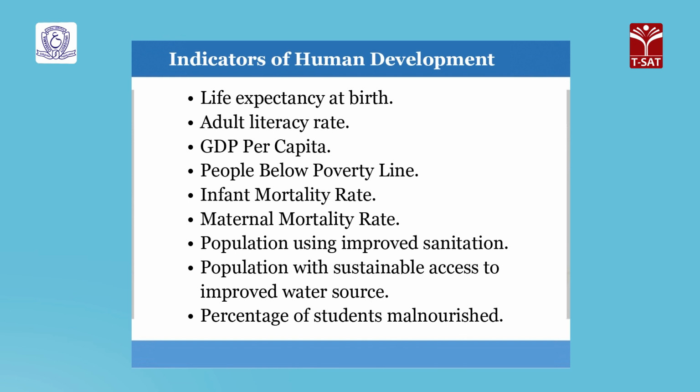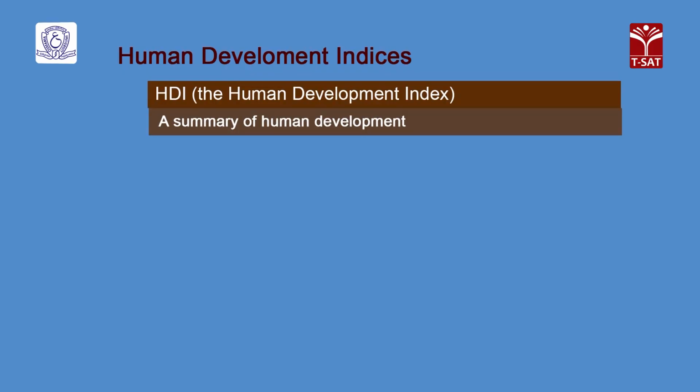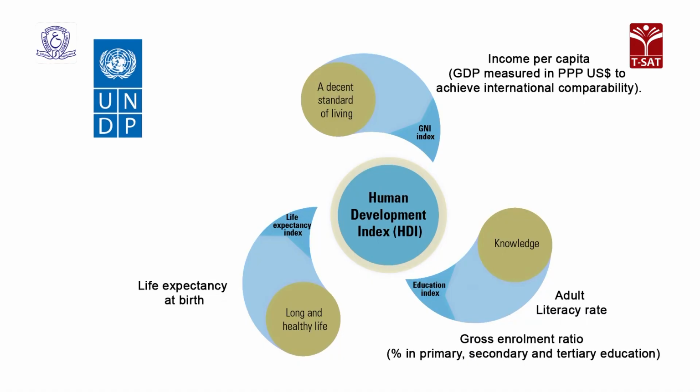To draw attention to these ends, the Human Development Report now uses four key indicators. HDI, the Human Development Index. It is a summary of human development in a country that measures the average achievements of people along three dimensions. Living a long and healthy life is the first one, as measured by life expectancy at birth. Being knowledgeable, as measured by a combination of the adult literacy rate and the combined enrollment ratio in primary, secondary and tertiary education. And having access to a decent standard of living, as measured by an index of income per capita, which is GDP measured in purchasing power parity US dollars to achieve international comparability.